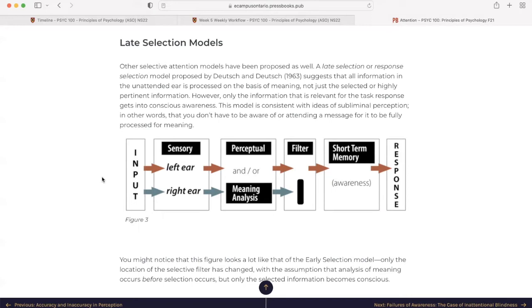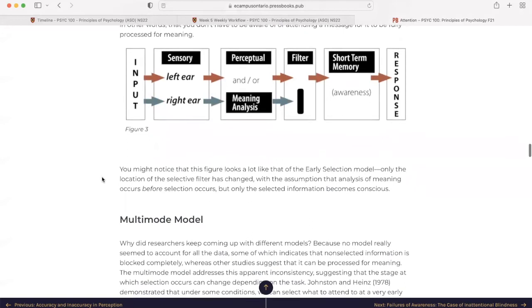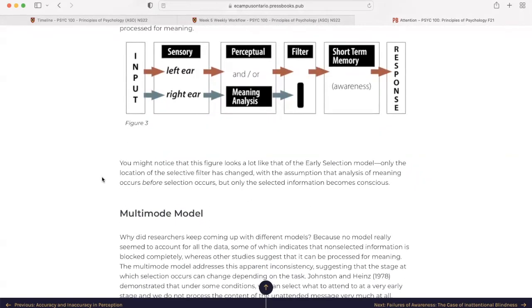So this model, you might have noticed, looks a lot like that of the early selection model, only the location of the selective filter has changed, with the assumption that analysis of meaning occurs before selection occurs, but only the selected information becomes conscious.